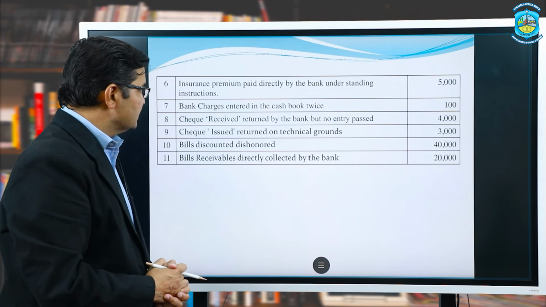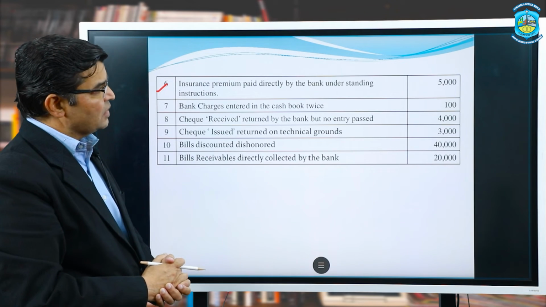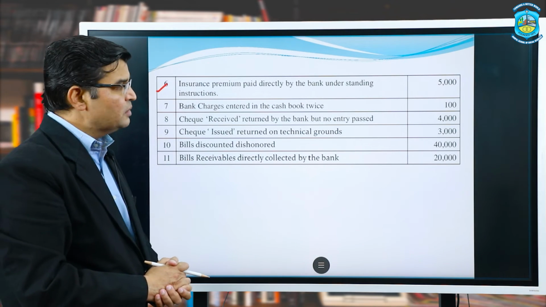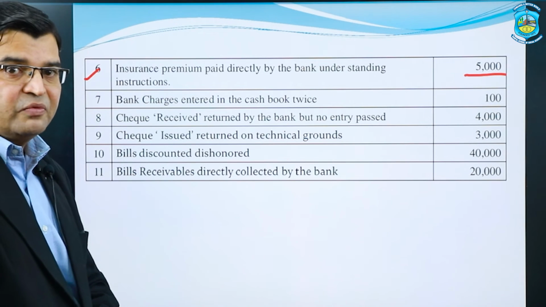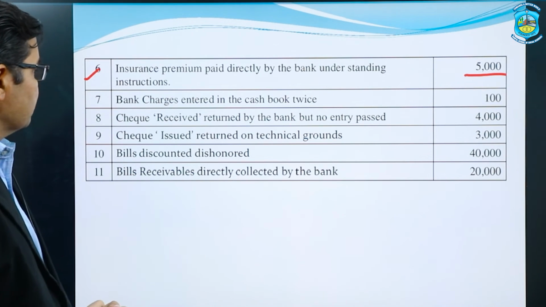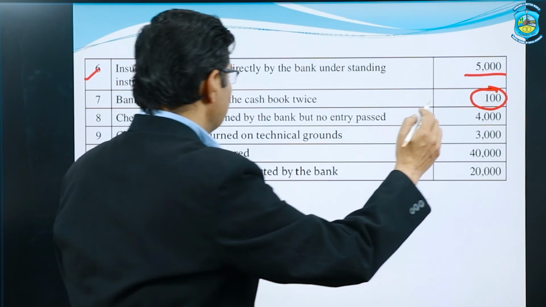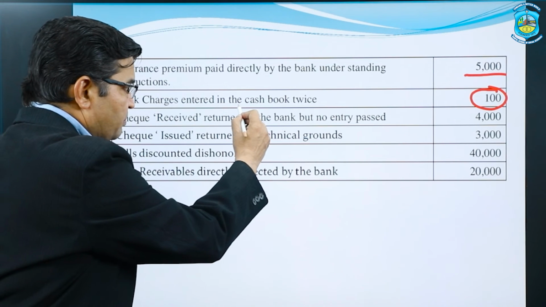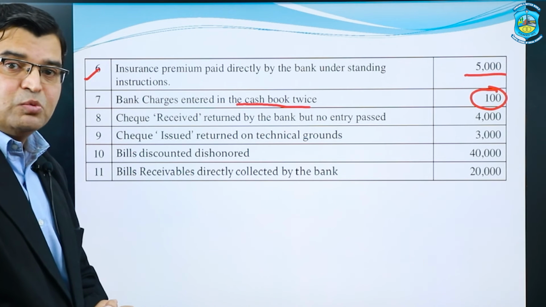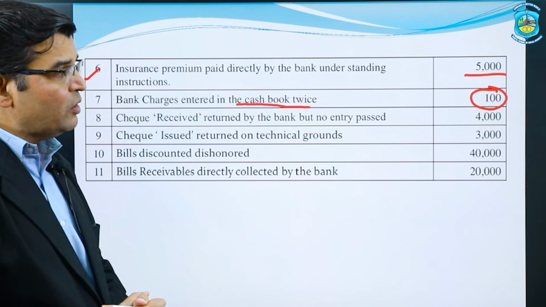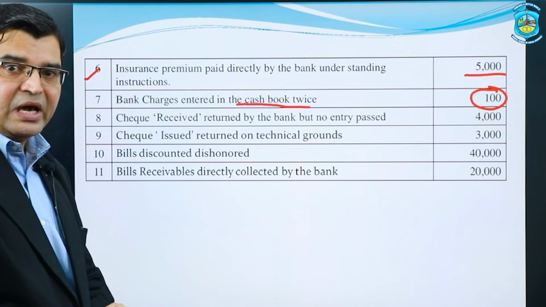Then next point, insurance premium paid directly by the bank under standing instructions. These are our standing instructions to our banker that please pay this 5,000 rupees worth of insurance premium on behalf of us to that particular insurance company. Bank charges entered in the cash book twice. Here bank charges are rupees 100, but we have entered these bank charges twice in our cash book. It means it has reduced our cash book proportionately by rupees 100. We should have recorded only 100 rupees, but wrongly we have recorded 200 rupees in our cash book.